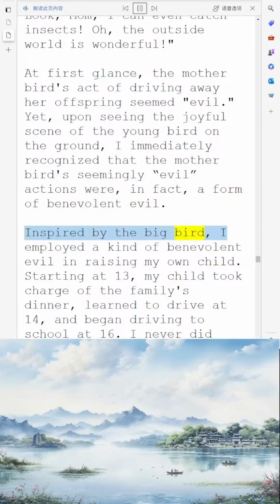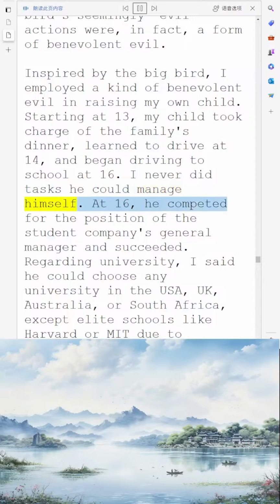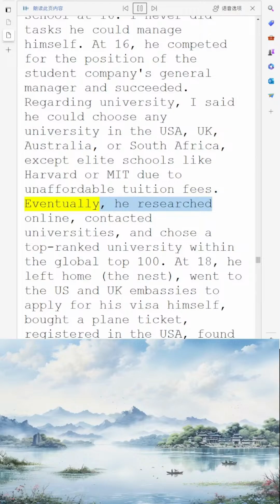Inspired by the big bird, I employed a kind of benevolent evil in raising my own child. Starting at 13, my child took charge of the family's dinner, learned to drive at 14, and began driving to school at 16. I never did tasks he could manage himself. At 16, he competed for the position of the student company's general manager and succeeded. Regarding university, I said he could choose any university in the USA, UK, Australia, or South Africa, except elite schools like Harvard or MIT due to unaffordable tuition fees. Eventually, he researched online, contacted universities, and chose a top-ranked university within the global top 100.